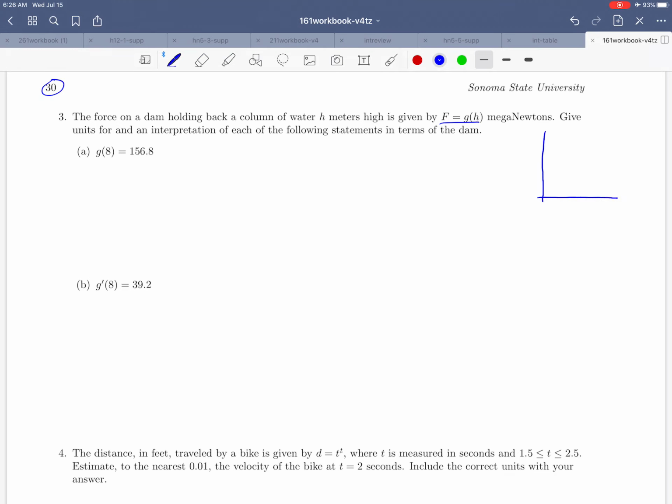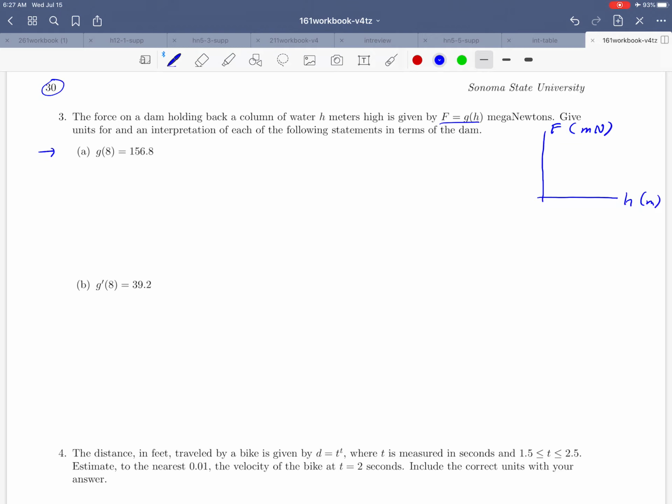Notice that we have an input variable h, which represents height of a column of water in meters. And our outputs are forces on the dam, F, measured in meganewtons. I'll abbreviate that just MN for meganewton. Okay, and let's start with part A here. So they're telling us that G of 8 equals 156.8, and they want us to explain what that means.